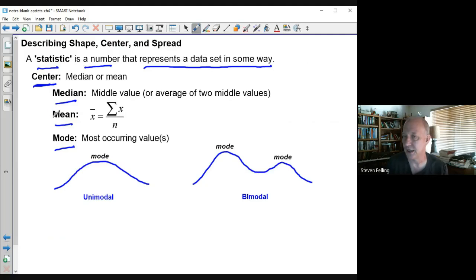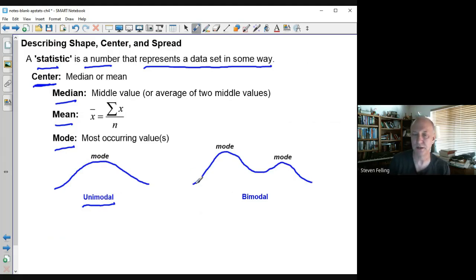Mode, just to get it out of the way, although we don't use it very frequently, is just the most occurring value. The only way we really use it is if you have data that looks like this, a single hump, then we would call that unimodal data. In other words, there's a single most occurring value, so a single mode.